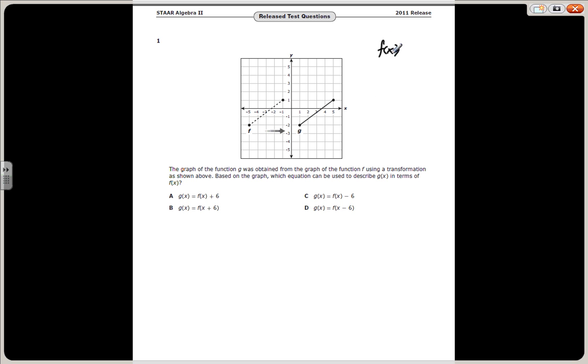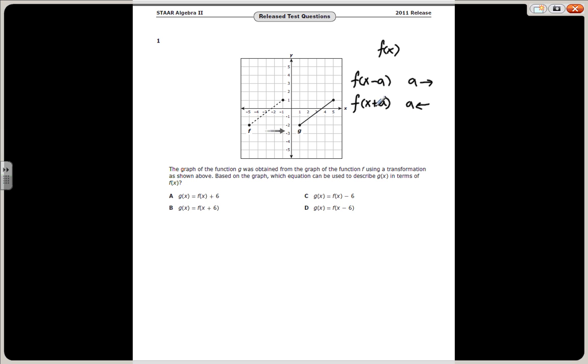If you have any addition or subtraction to the x, that results in a movement along the x-axis. So if you have f of x minus a, this minus basically means you're going to do the opposite. That means you're going to go a units to the right. If you have f of x plus a, since you're adding directly to the x, it's going to be a units to the left. All right?